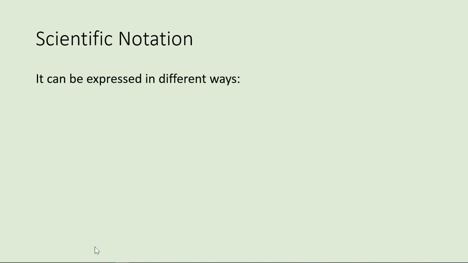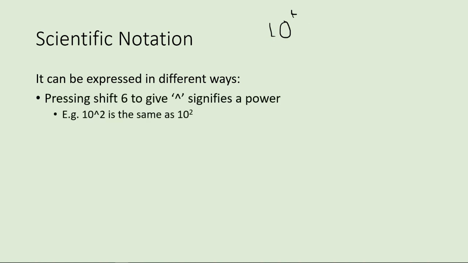It can be expressed in different ways. So far we've had 10 to the power of a number, say 4. If you write a small number to the top right hand side of a number, that means it's to the power of it. Sometimes in Word documents or in certain formats where you can't get the superscript number, we use this chevron sign, which means to the power. So if you see 10 chevron 2, that's the same as 10 squared.